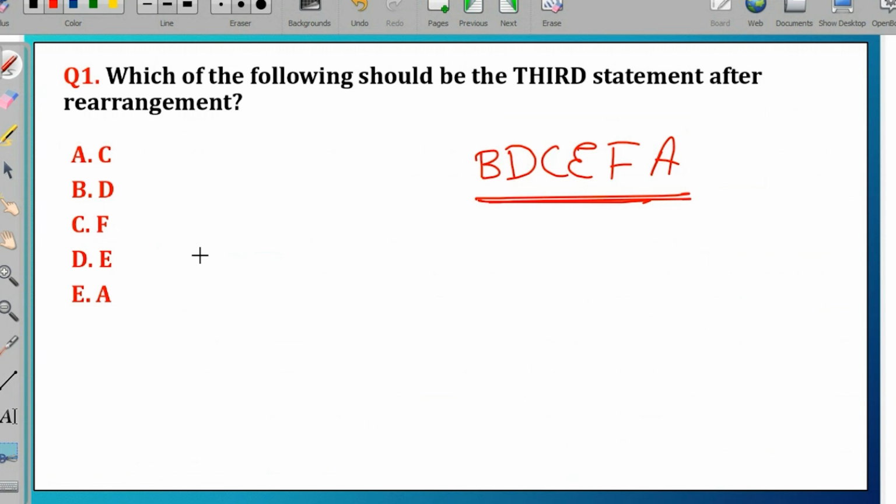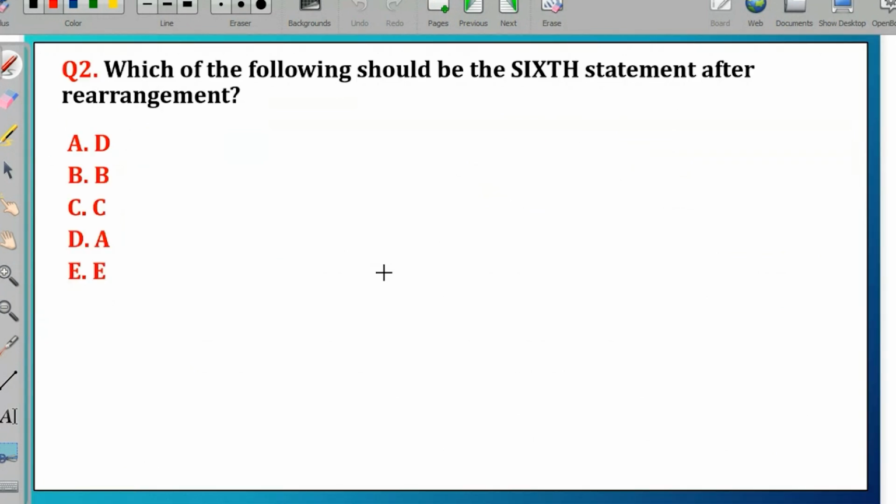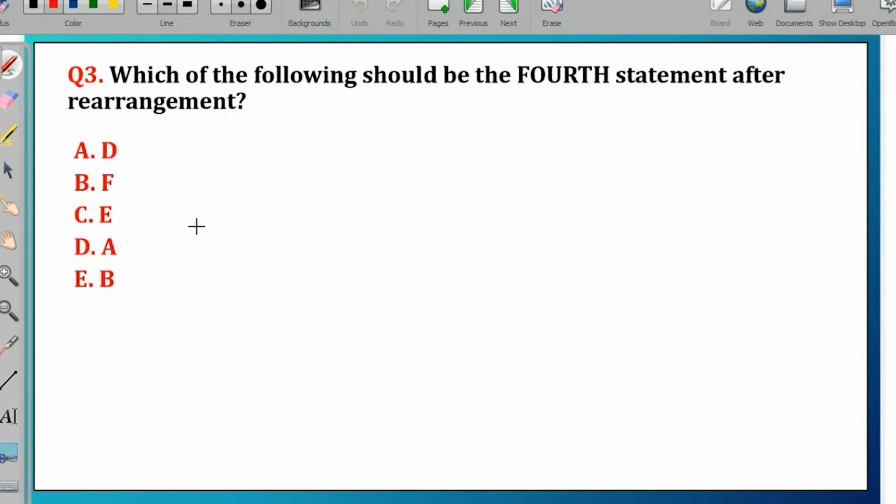So third statement is what? It is C. So your answer will be this one. The next question is, which of the following should be the sixth? अब sixth क्या है? Sixth मतलब last. Last one is A. So your option will be this. Then fourth, B, D, C, E. E, that is option C in this question.